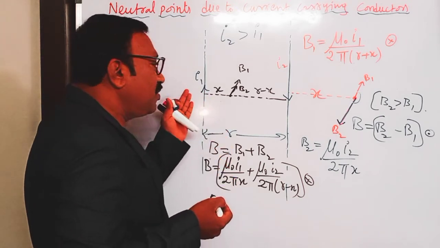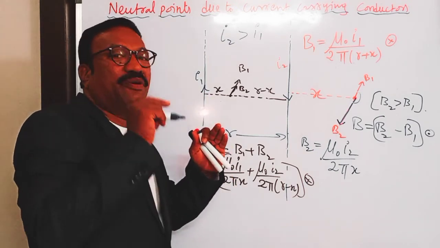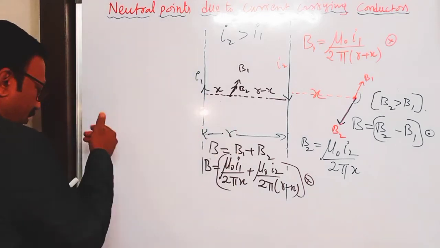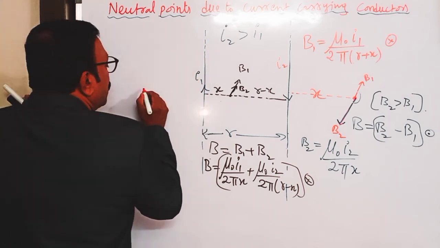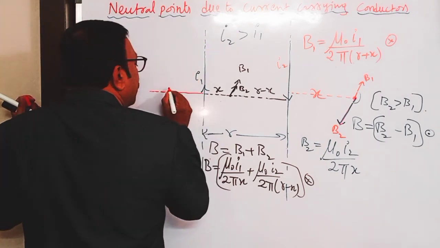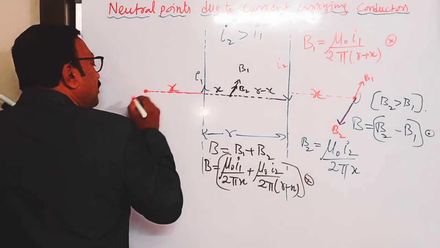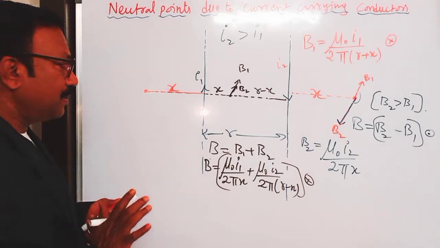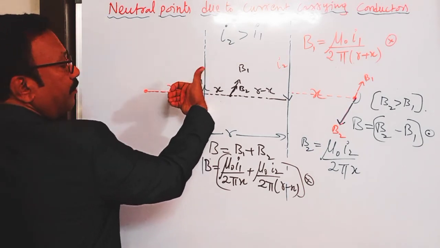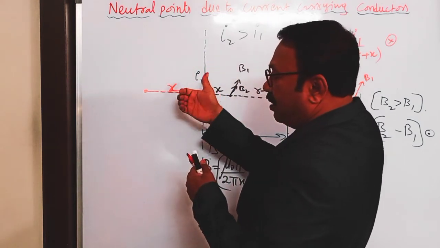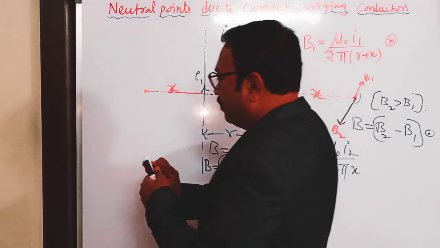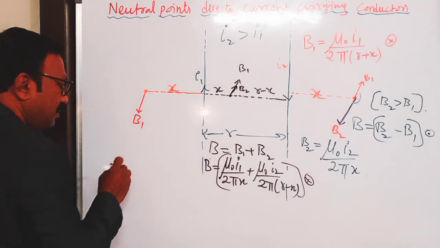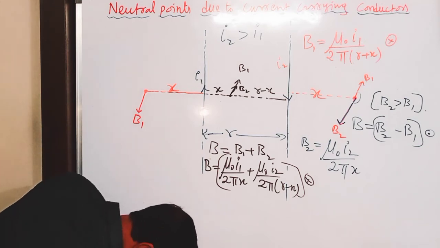And x is always measured from here. When you are calculating the neutral point, I told you, x is measured from I1. So let me now take another point on this side, in the left region. Let this distance be x. And here I would like to find the resultant field. So the field due to the first conductor: see, this is the field due to the first conductor. Outward, outward, outward, outward. So I'll be getting an outward field.